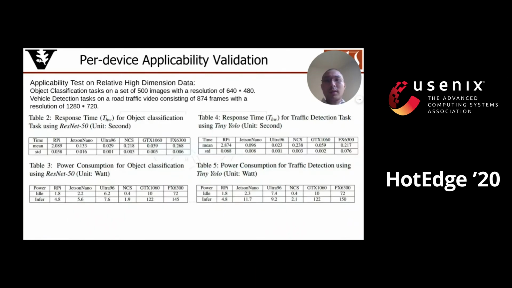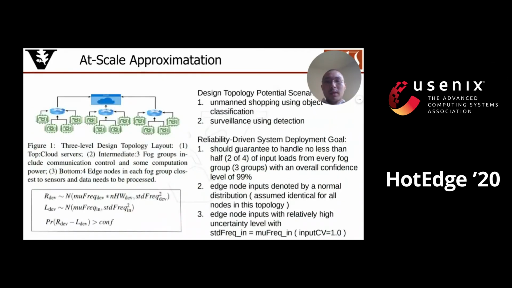So here's the result for our per-device validation. We choose some relatively high-dimension data to guarantee their lower-level dimension compatibility. So we choose some image recognition and also road vehicle detection data that are relatively high-dimensional, and measure their time and power traces using certain instruments and denote them as random variables to approximate their computation power. So based on the power and time traces, we incorporate them into the design application topology of the system level.